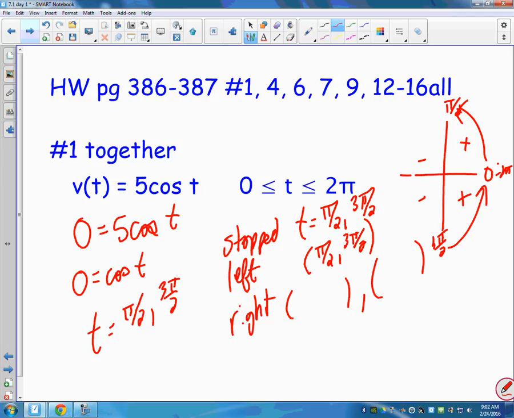Oh, so 0 and 2 pi we should include. But from pi halves to 3 pi halves, those are both stopping points, right? Like that's where it equals 0 already.